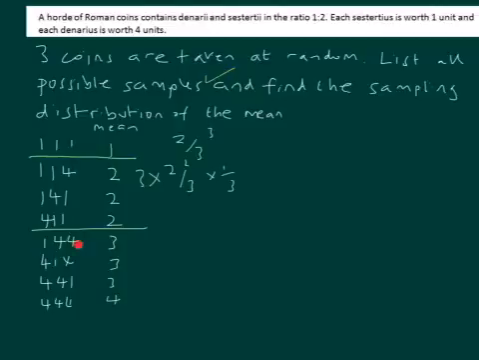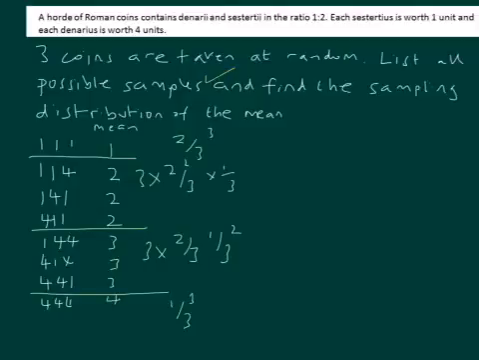Similar sort of thing for 1, 4, 4. To get a 1 is 2/3. To get a 4 is 1/3. So it's squared. And it's the same for here. We've got 2 denarii and 1 sestari. So again, because we've got 3 of those, they're all the same. Now this one is obviously 1/3 cubed.